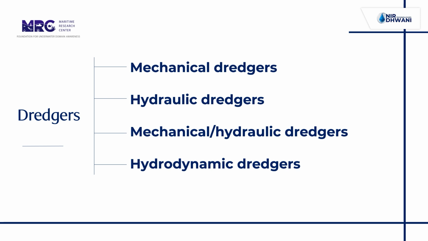And then the stationary ones. The production rates for the dredgers can vary depending on the circumstances that are there, the methods, the material to be dredged, and the transport and disposal methods that are employed. Now, based on all of these factors, production rates can range from 50 cubic meters to around 5,000 cubic meters per hour or more.